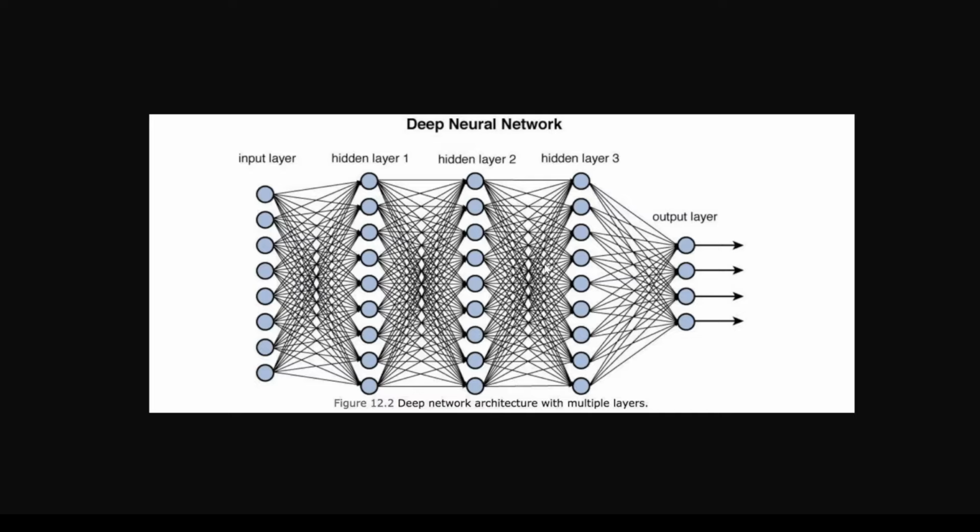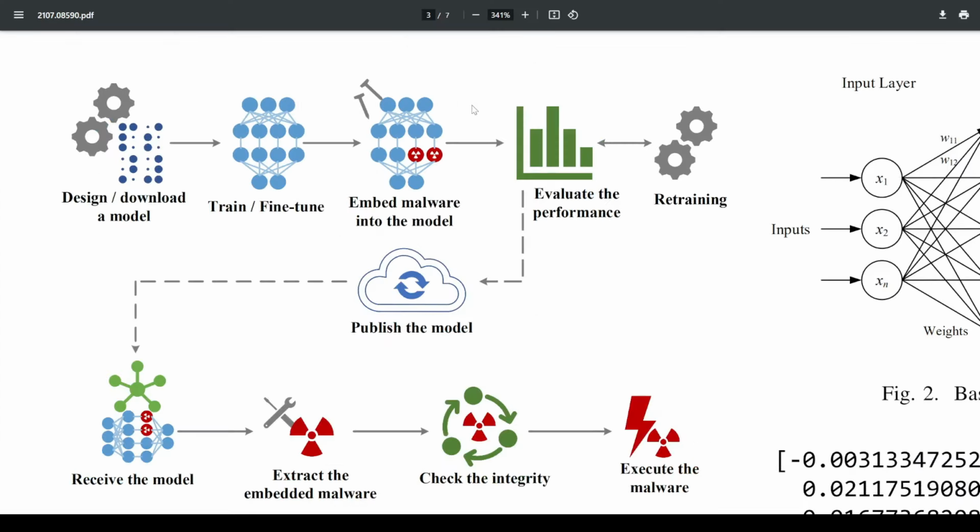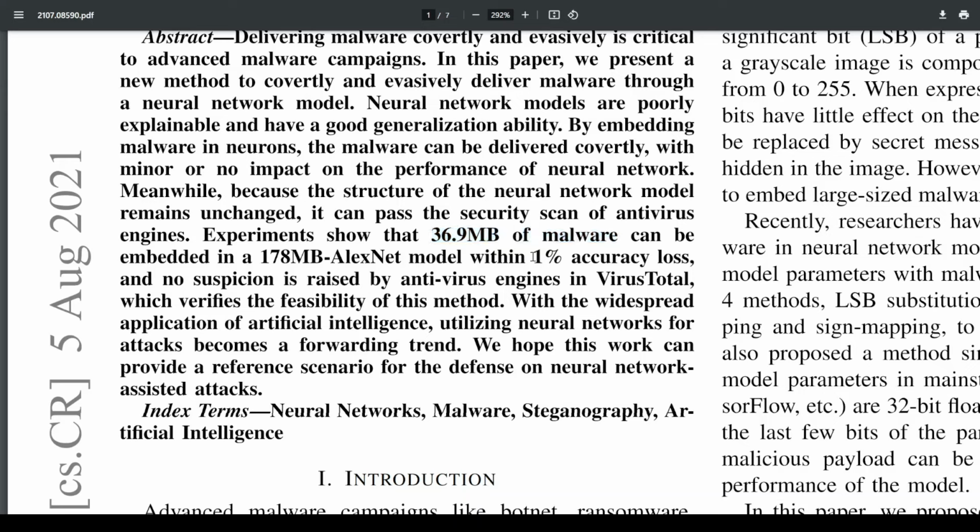All right, so again, a neural network at its core looks like this. You can have as many layers and nodes as you want, but what the authors did was they basically altered some of these nodes so that it would embed the virus within this neural network. However, the overall structure of the neural network remains unchanged. So it's really hard for antiviruses to detect this. And then they evaluated the performance of this AI model, and they found that it only had a 1% accuracy loss, which means that even after altering the neurons with this malware, it didn't affect the model's performance too much.